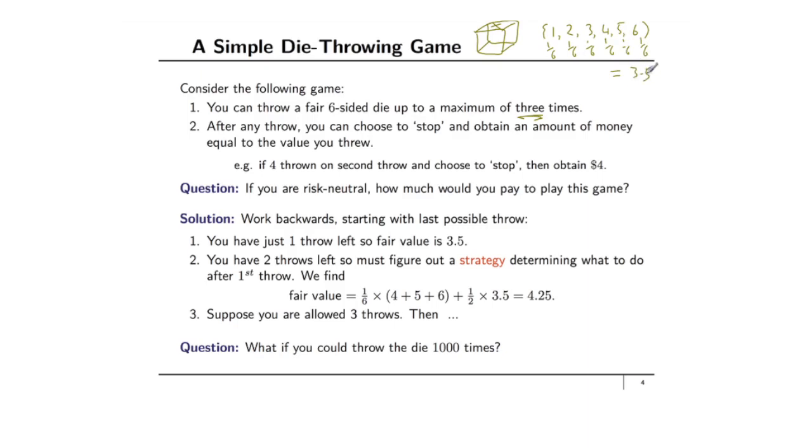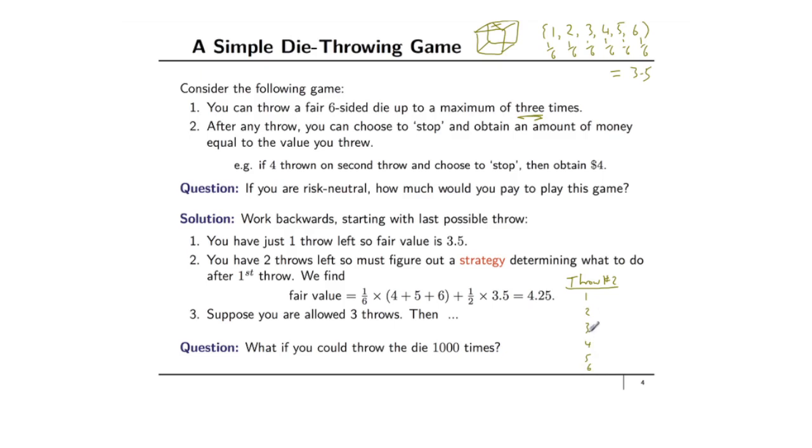Now, suppose you've got 2 throws remaining. What we must do is figure out a strategy which determines what to do after the first throw of these 2 throws. Okay, so that first throw refers to the first of the 2 throws remaining. So it's throw 2 in the overall game. Okay, so let's think about this. So we've got throw number 2. We can get a 1, a 2, a 3, a 4, a 5, or a 6 on that throw. Each of these occurs with probability 1/6.